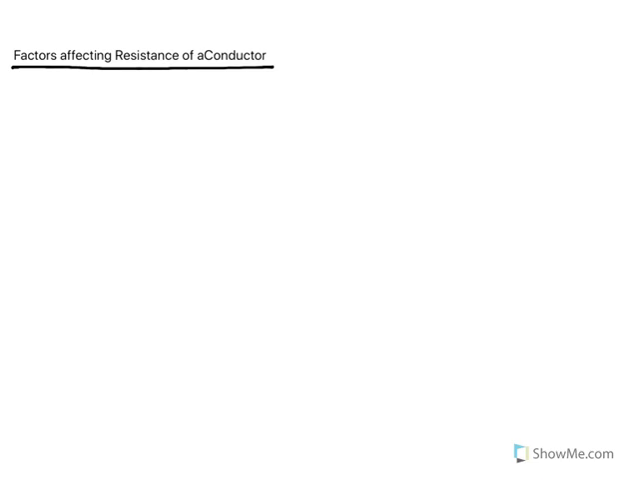So over here we are going to see the factors affecting the resistance of a conductor. Every conductor has a resistance. We learned Ohm's law, V equal to IR. Now we'll see what the factors are that affect the resistance of a conductor. The first factor is the length of the conductor.